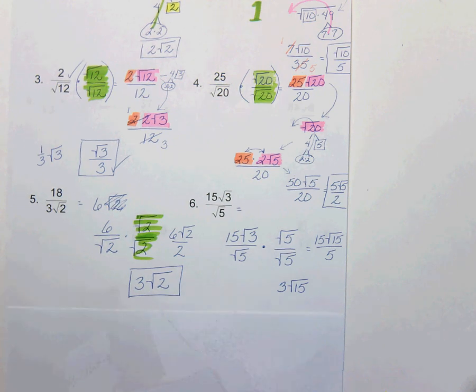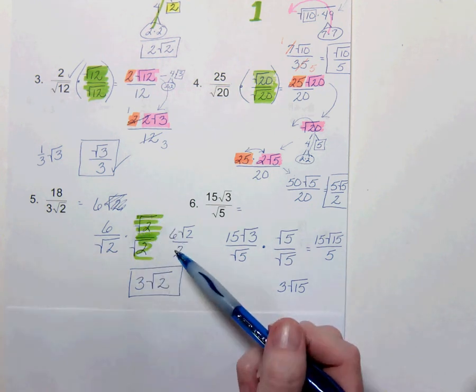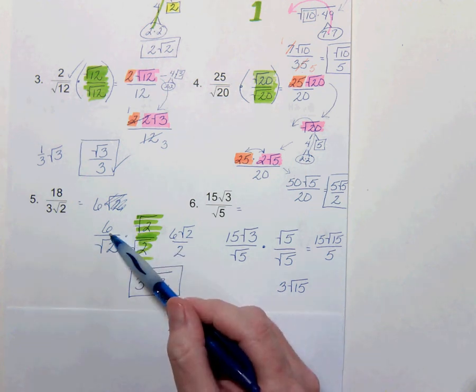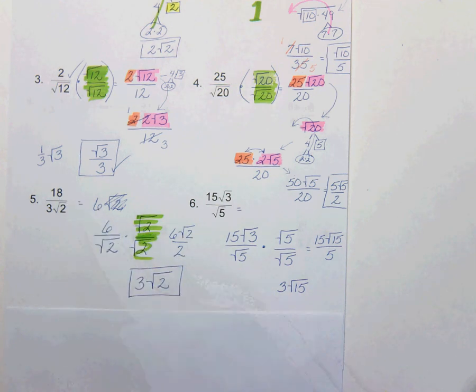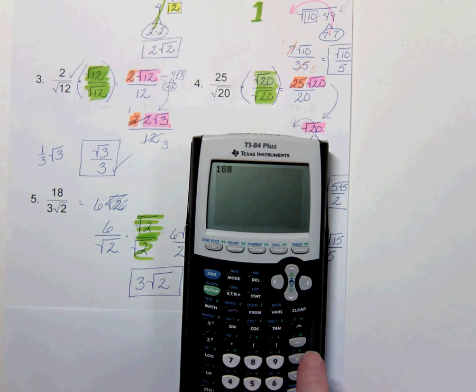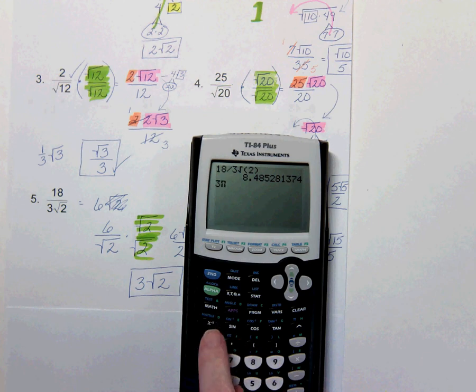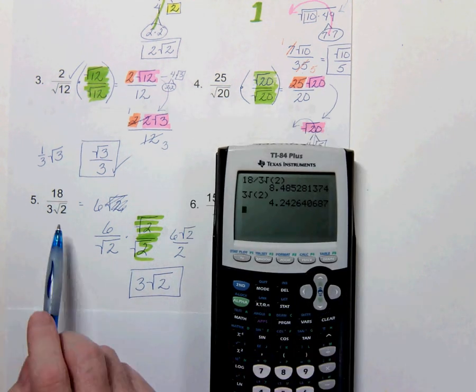Wait a minute. 6 divided by square root of 2. How could that be? Maybe I've done something wrong. Interesting problem. I've got to check that. 18 divided by 3 square root of 2, and 3 square root of 2. I've done something wrong. Teachers make mistakes too. Okay, wait.